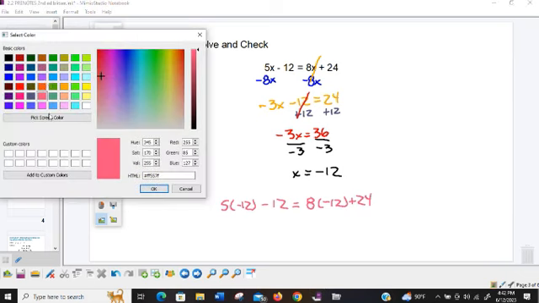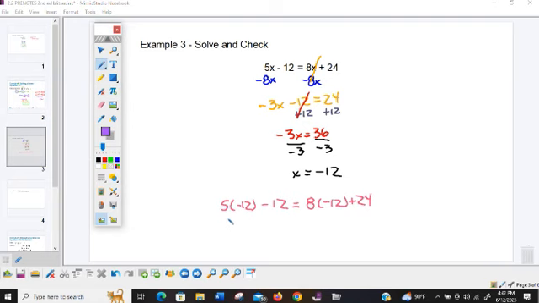So let me get a different color and we will clear that. 5 times negative 12 is negative 60. So I have negative 60 minus 12 on this side. On the other side, 8 times negative 12 is negative 96. And then I bring down my plus 24. Okay, now if I clear both sides, I should get the same thing on both sides.